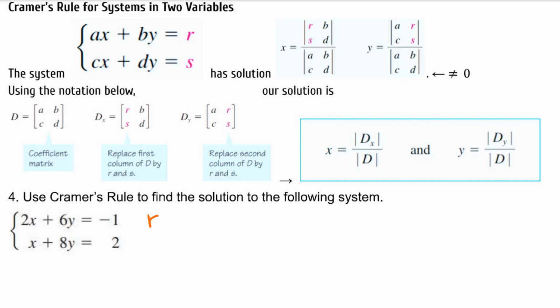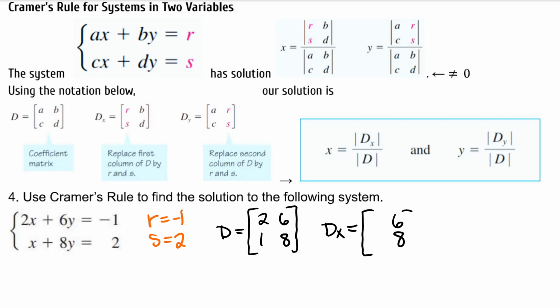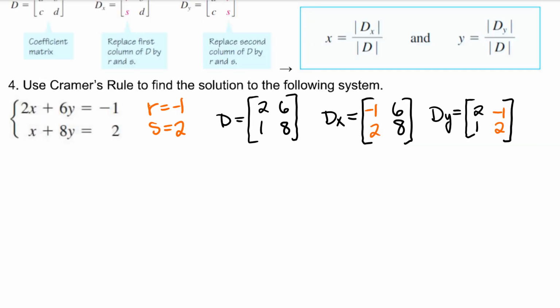Number 4, use Cramer's rule to find the solution to the following system. R is -1 and S is 2. The coefficient matrix is 2, 6, 1, 8. For Dx, replace the x coefficients with r and s, -1 and 2. For the Dy matrix, replace the y coefficients with r and s, -1 and 2. Now evaluate the determinants.